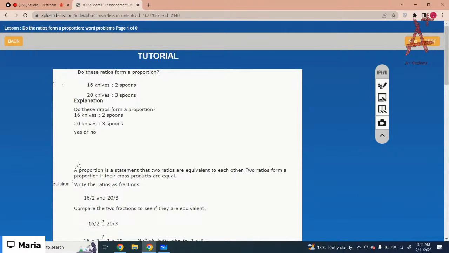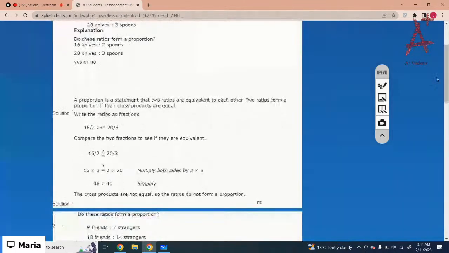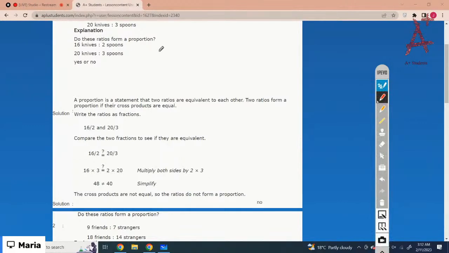You have to compare both the fractions. You have to make their denominators same. If they have the numerators same, that means they are equivalent ratios. Just form a proportion. 16 knives to 2 spoons would be 16 over 2, and 20 knives to 3 spoons would be 20 over 3. So you have to make their denominators same.